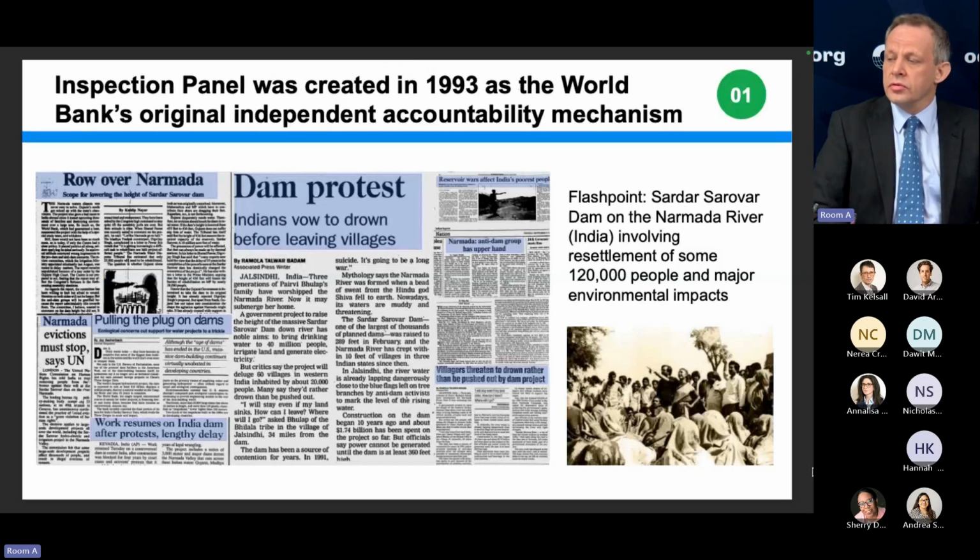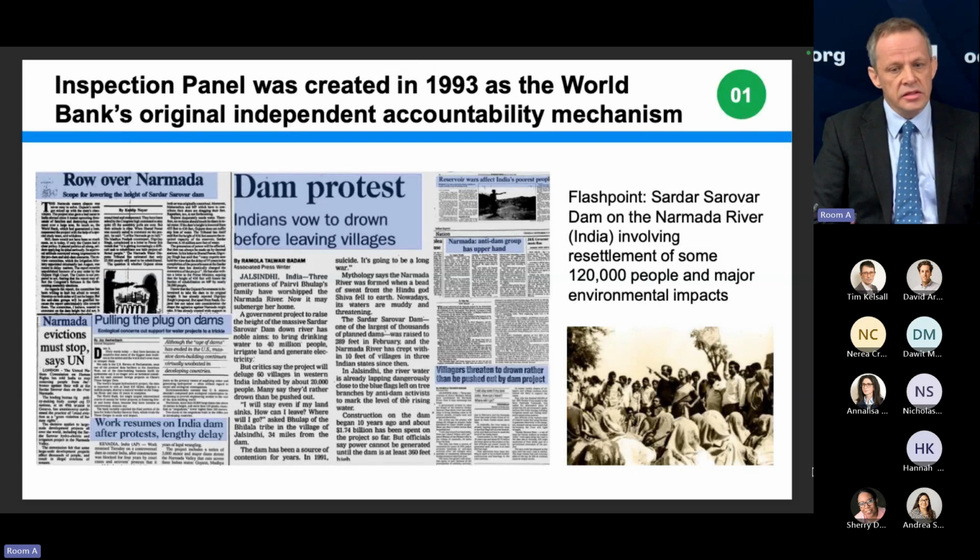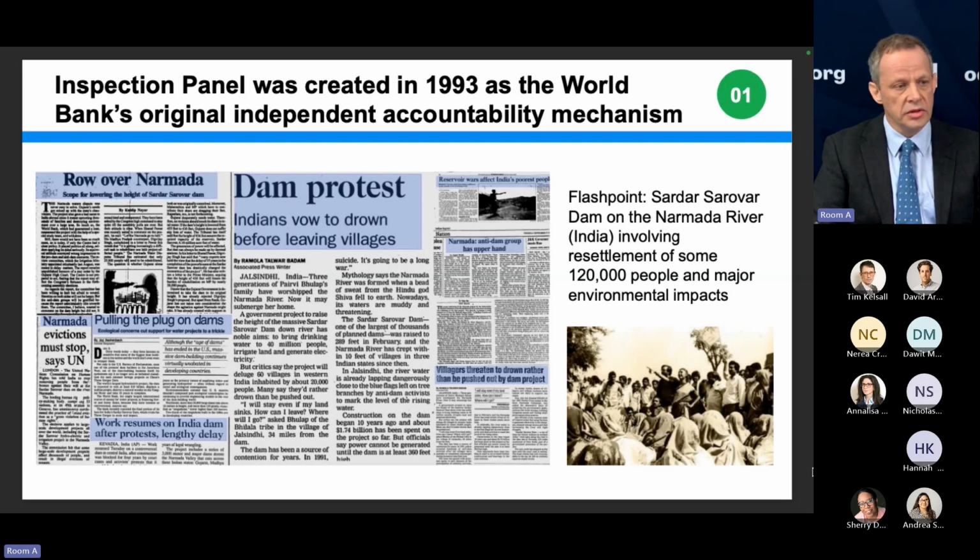So going right back to the early 90s, how did the inspection panel come about? Well, it was driven by the community. It was driven particularly by a project that wasn't going very well in India, a large infrastructure project. In this case, it was a dam and canals to do with water, and over 120,000 people were going to need to be resettled. There were protests and significant pressure put on the bank at that point. And although they had emerging environmental and social standards, there was concern that they weren't really being applied.